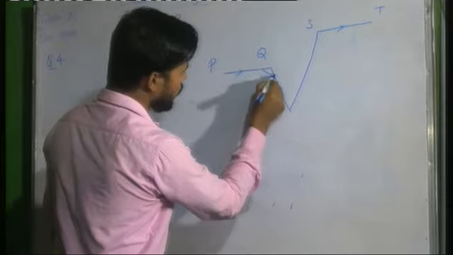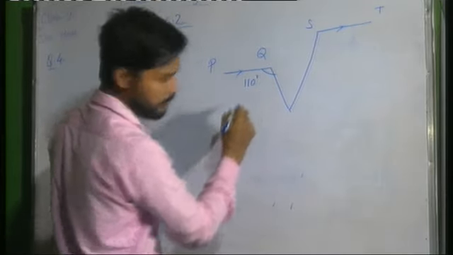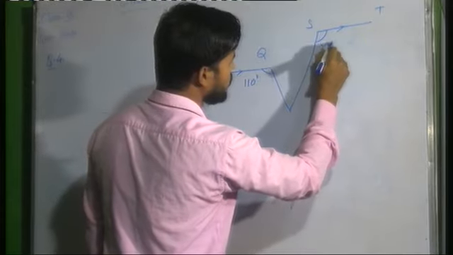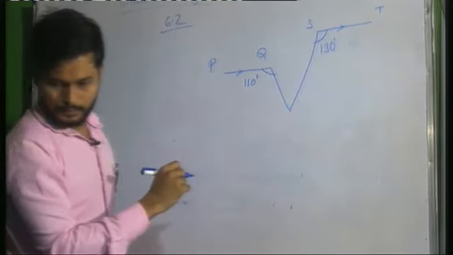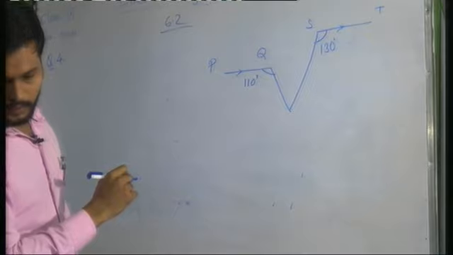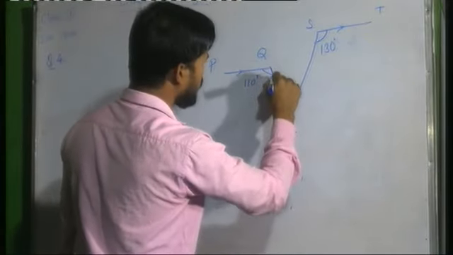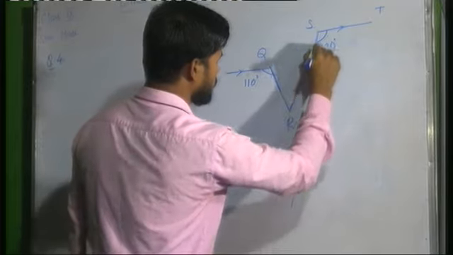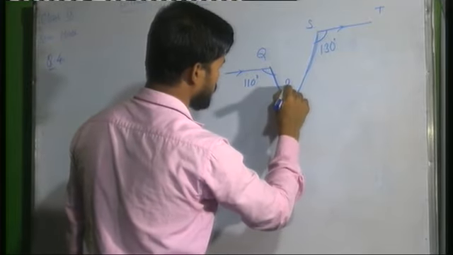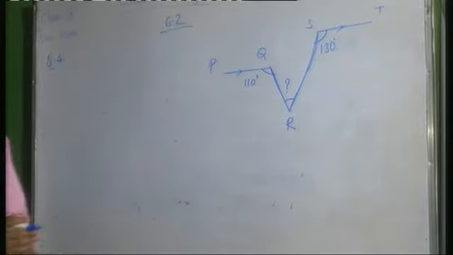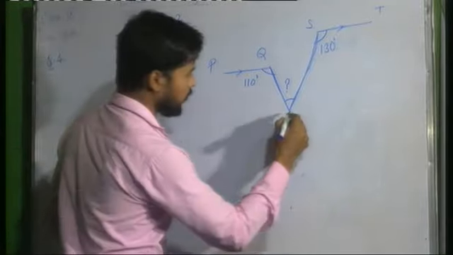This angle is equal to 110 degree and this angle is equal to 130 degree. We have to find the value of QRS. What is the value of this angle? Now to calculate the value of this angle, we actually have to draw a construction.